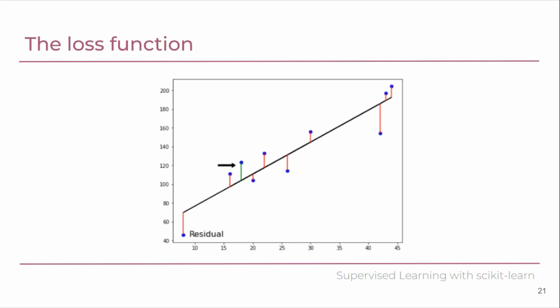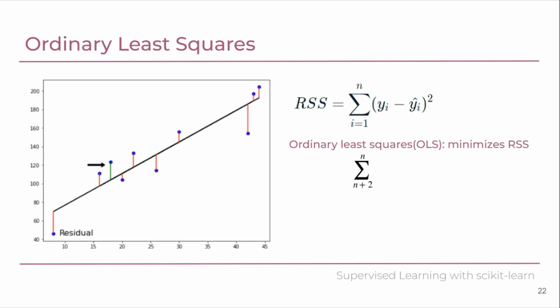We could try to minimize the sum of the residuals, but then each positive residual would cancel out each negative residual. To avoid this, we square the residuals. By adding all the squared residuals, we calculate the residual sum of squares, or RSS. This type of linear regression is called ordinary least squares, or OLS, where we aim to minimize the RSS.